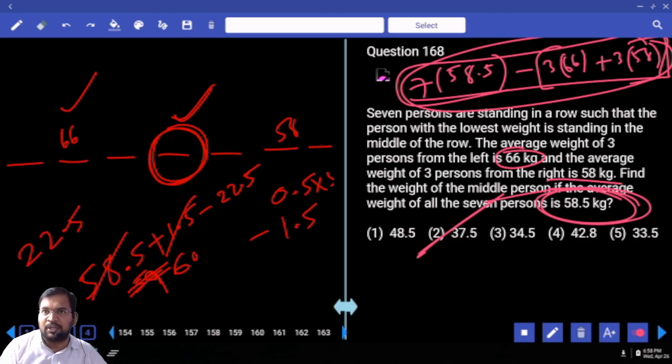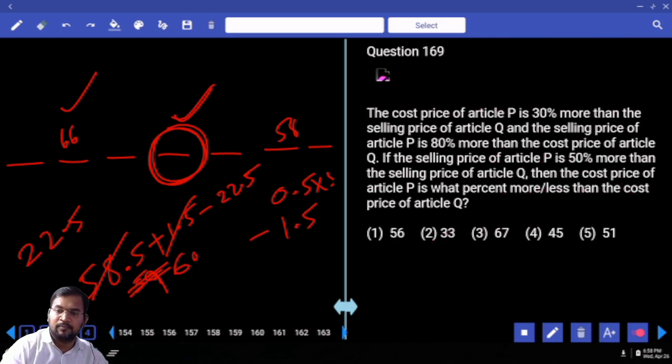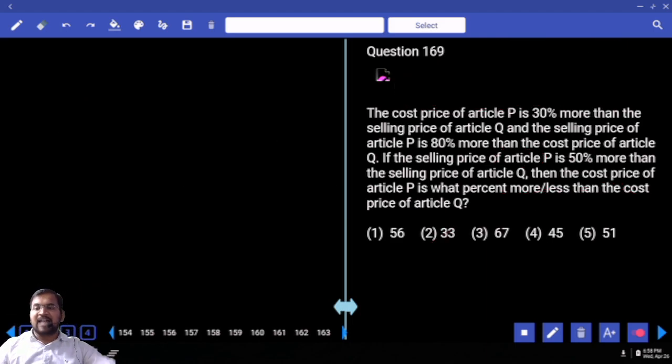Shall I go for the next question? Cost price of P is 30% more than the selling price of Q, and the selling price of P is 80% more than the cost price of article Q. The selling price of P is 50% more than the selling price of Q. Then the cost price of article P is what % more or less than the cost price of article Q?